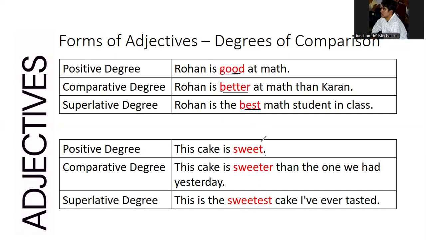Next is this cake is sweet. So sweet is a kind of description that we are giving to the cake. This cake is sweeter than the one we had yesterday. So we are comparing the two cakes. So I have written sweeter. And when I compare all the cakes which I had till now, this is the sweetest cake I ever tasted. So sweet, sweeter, sweetest, positive, comparative, superlative.